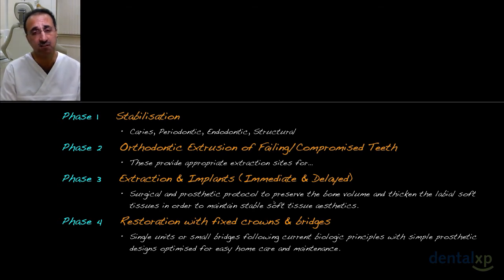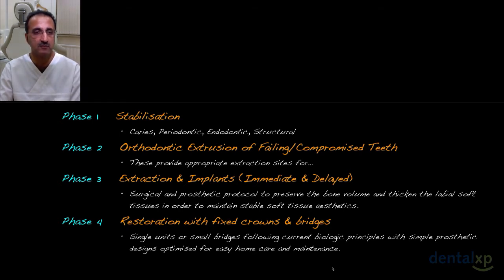Of course, in many of these cases, however, the sockets are tiny because the roots, the attachment levels are very little, and you're really placing implants into sound bone with very little need to graft in these cases. But we'll discuss this in greater detail. And we then restore with fixed crowns and bridges using small units or even single units in some cases, trying to optimize the biological design and obviously to optimize the home care and maintenance.